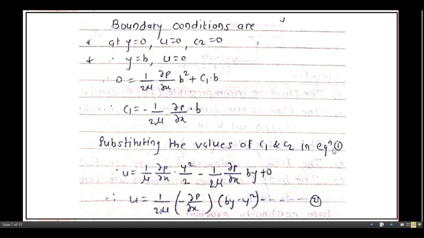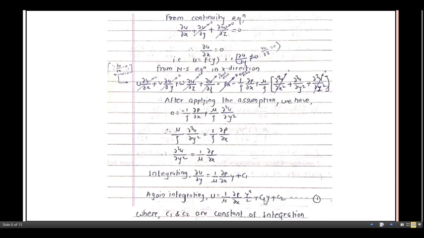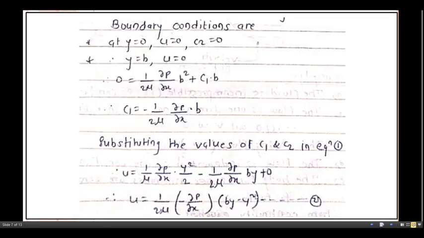Substituting the values of c1 and c2 in equation number 1, we get u equals 1 upon mu into dabba p by dabba x into y square by 2 minus 1 upon 2 mu. This term is nothing but c1 into y, so you have to substitute the value of c1 here, that is 1 upon 2 mu into dabba p by dabba x into b. This indicates c1 multiplied by y, plus 0, which indicates c2.